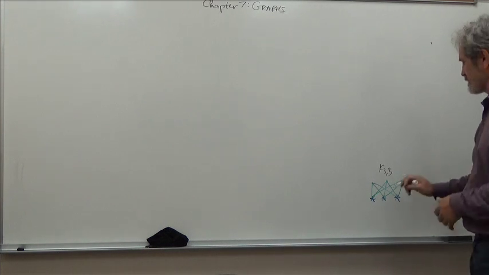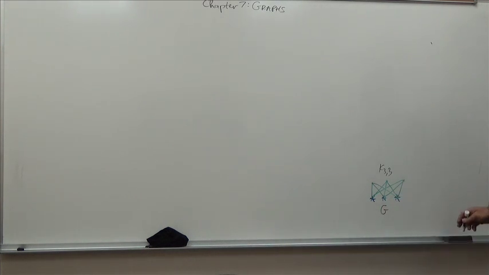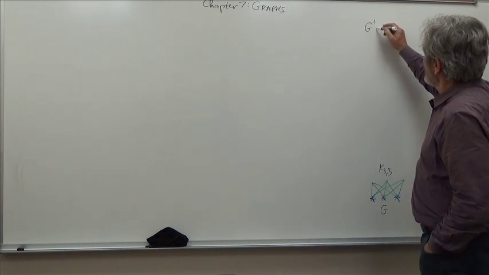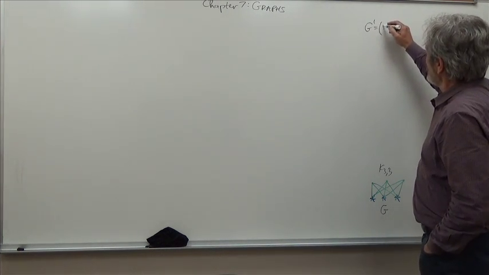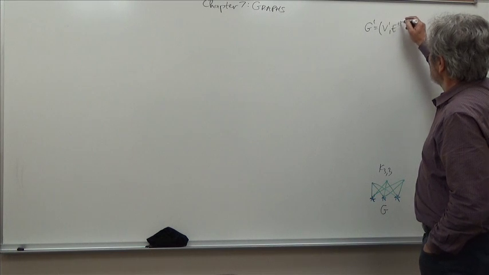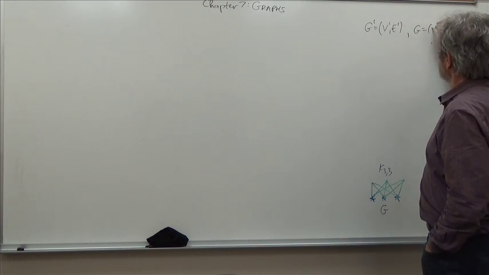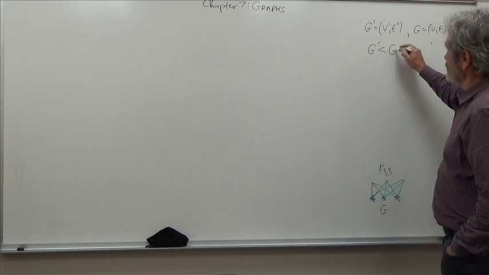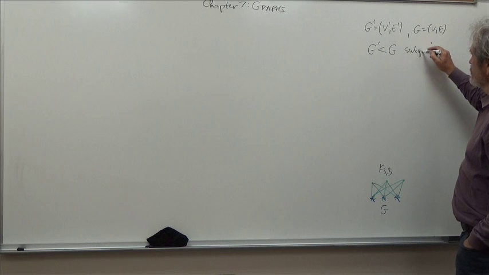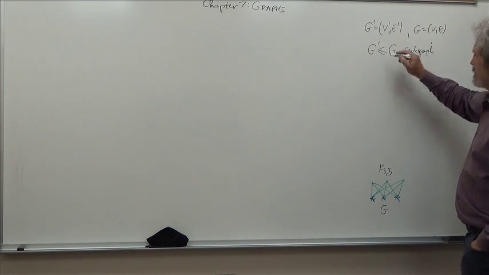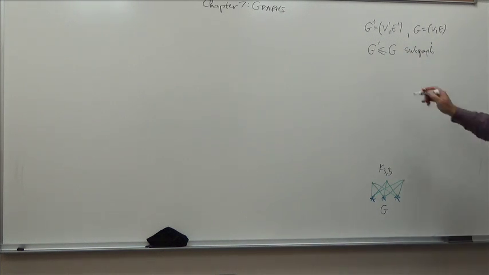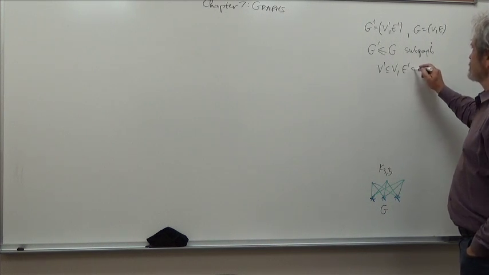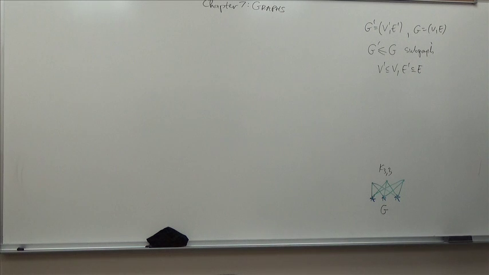So let's say that this is graph G, and then we want G prime equals D prime, E prime, and we have G is D, E. So we'll say that G prime is a subgraph, that is like less or equal, if the set of vertices is a subset of vertices and the set of edges is a subset of the set of edges.